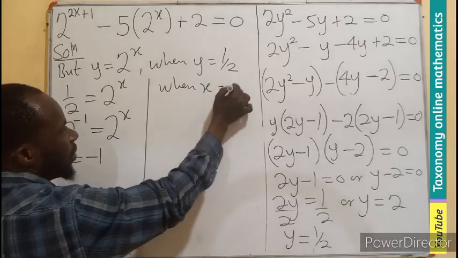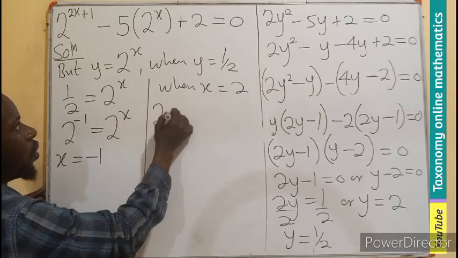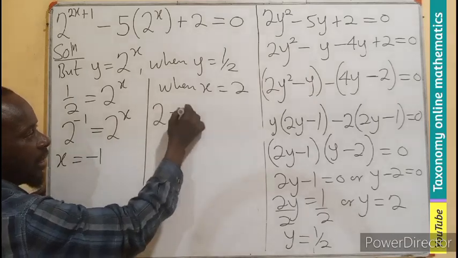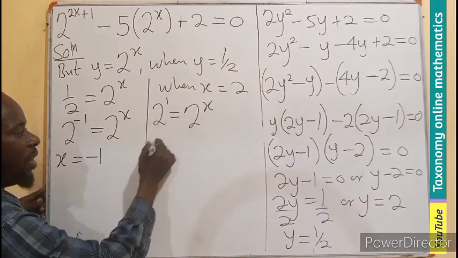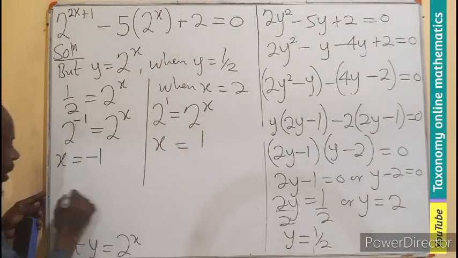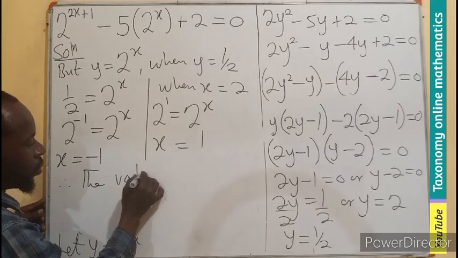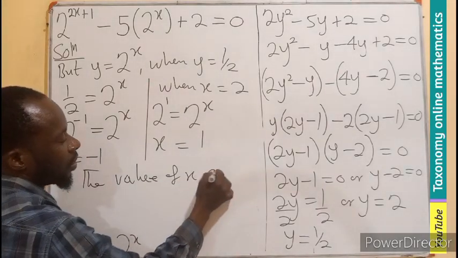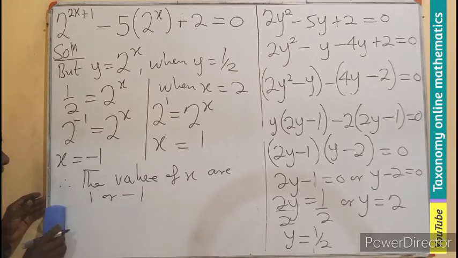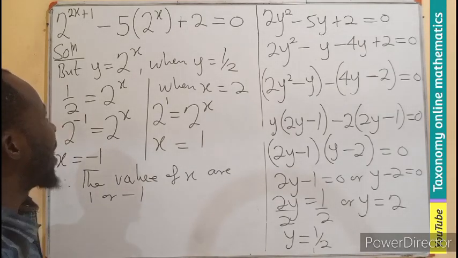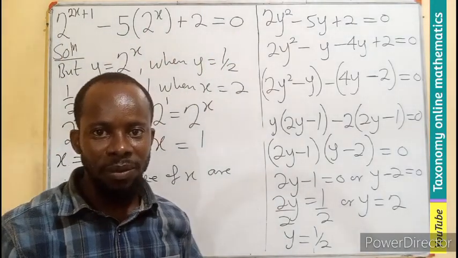Also, when x is equals to 2, in the case of this become 2 exponent 1 equals to 2 exponent x. There's a 1 here. The same base, x will be equals to 1. Therefore, the value of x are either 1 or negative 1. So these are the two values of x that satisfy this equation, making the left to be equals to 0. I believe you followed.